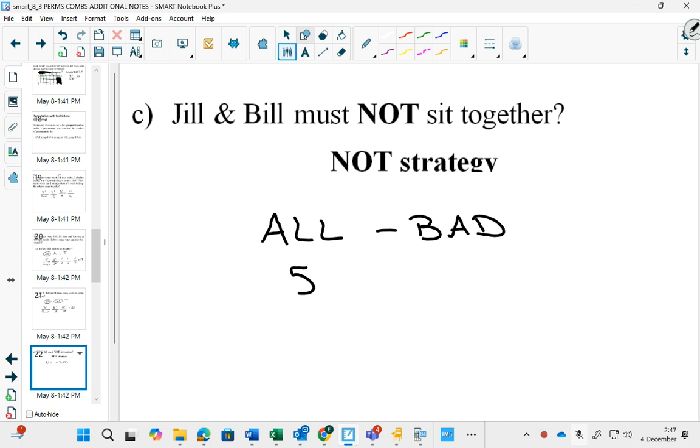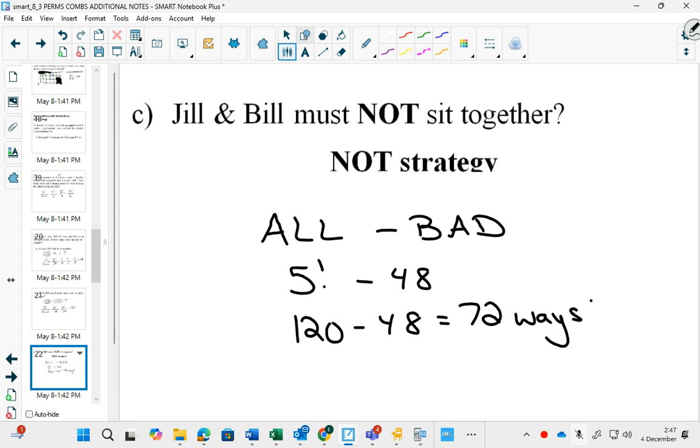Well, all the ways, 5 people on a park bench would be 5 factorial. The bad ways, we actually counted in part A. We counted that there were 48 ways where Jill and Bill were together in part A. And it wasn't that hard to count that. Then if you take the 120 and minus the 48, you will get 72 ways that they are not together.